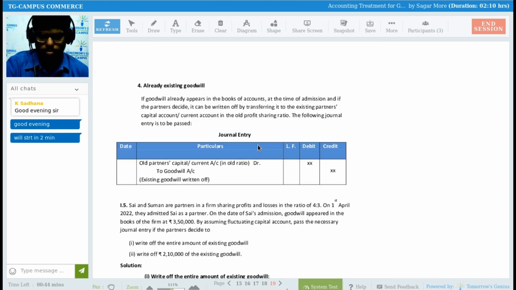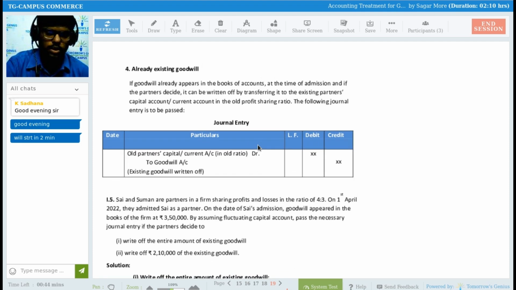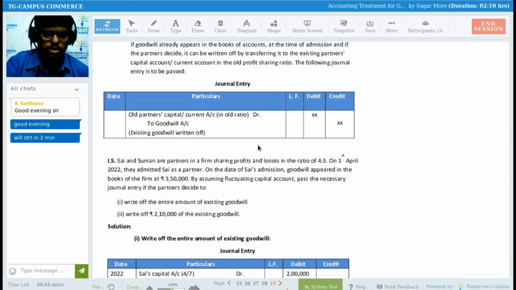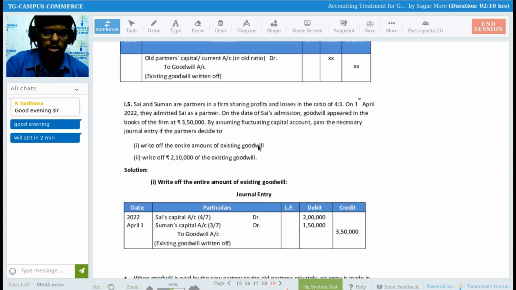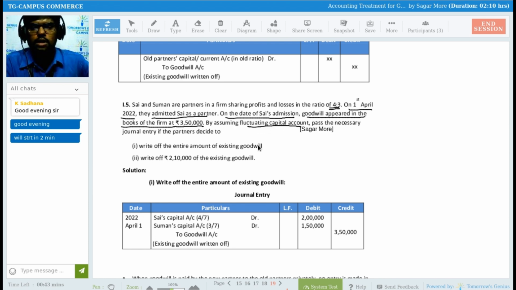Understood, sir. Okay. Now we have to move further into the next thing, that is already existing goodwill. So what does it mean? See, read this question, we will get the idea. Sai and Suman are partners in the firm, sharing the profits and losses in the ratio of 4:3. On 1st April 2022, they admitted Sai as a partner. On the date of Sai's admission, goodwill appeared in the books of the firm at rupees 3,50,000. By assuming fluctuating capital account, pass the necessary journal entry if the partners decided to write off the entire amount of existing goodwill and write off 2,10,000 of the existing goodwill.